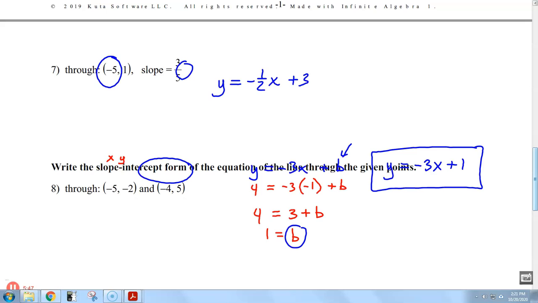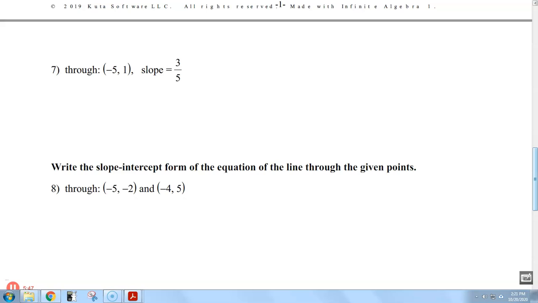I have a fraction problem. Let's see what this one's talking about. This one looks a little weird. So my slope is 3/5, so y equals 3/5 x. And then, of course, I don't know my b, so we've got to figure out what that is. Well, let's plug in some values here. For y, I'm going to plug in 1. For x, I'm going to plug in negative 5, and we'll figure out what b is.